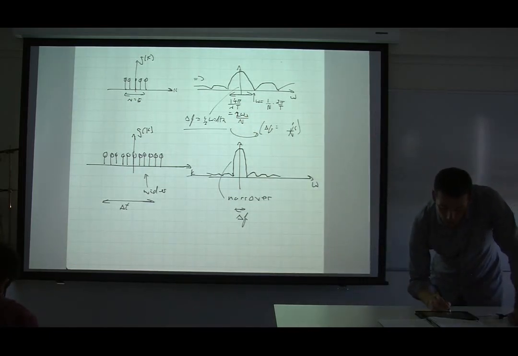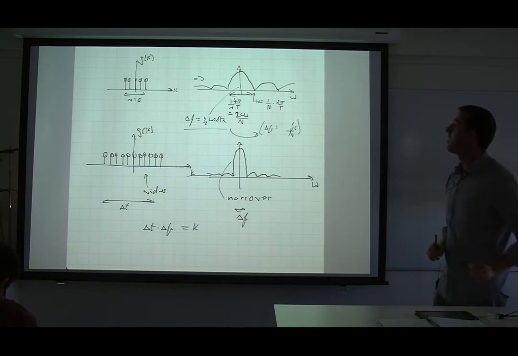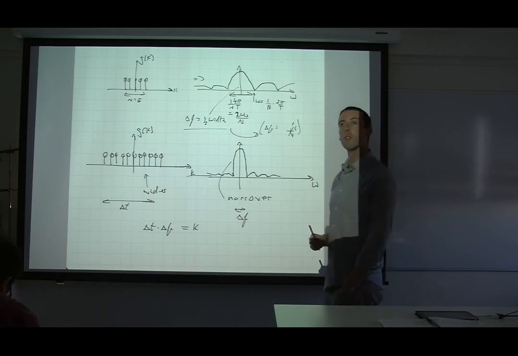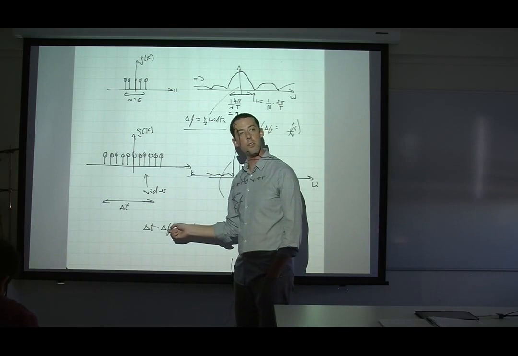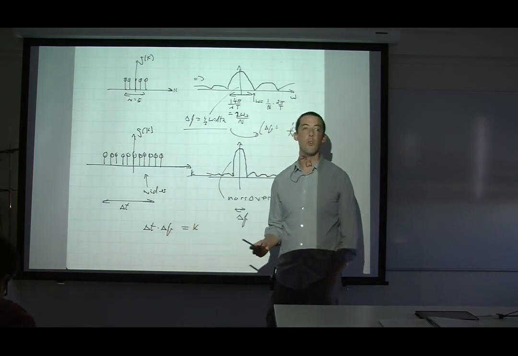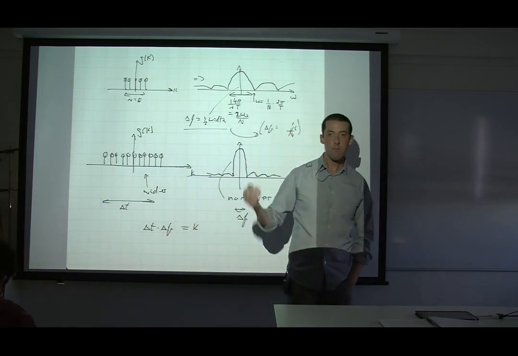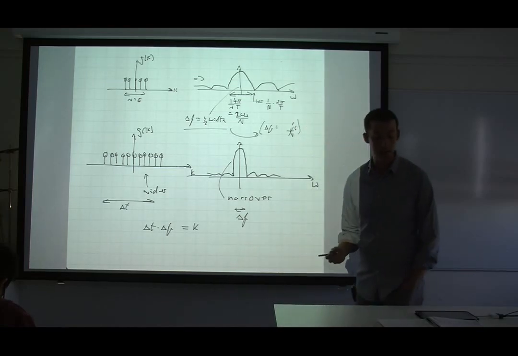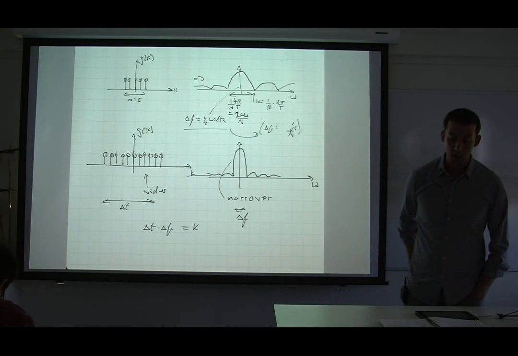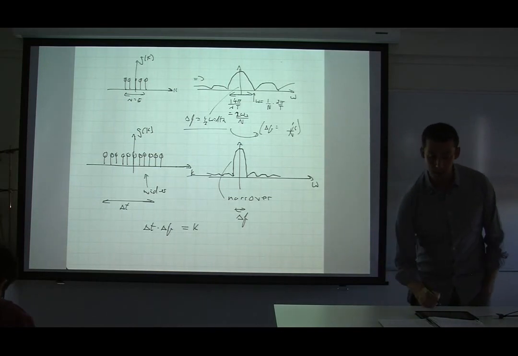And, I don't know if this is surprising to you, the product of the time certainty and the frequency certainty is constant. So if you put one up, the other one has to go down in order to keep it all equal to k. And this is actually, it's not approximately, this is exactly Heisenberg's uncertainty principle.